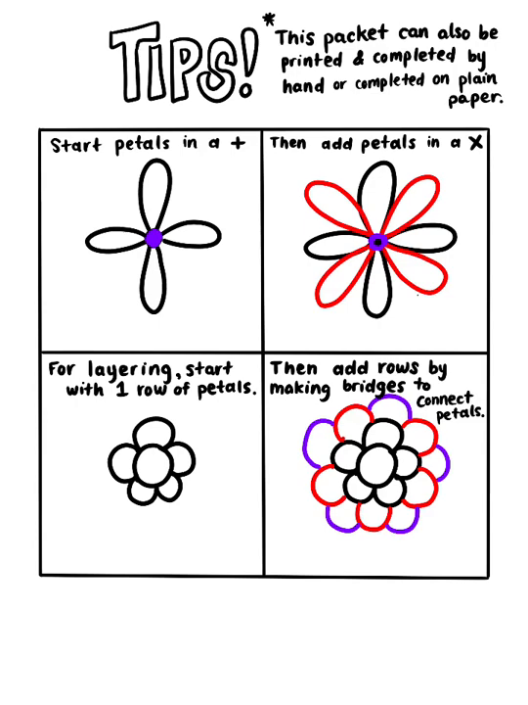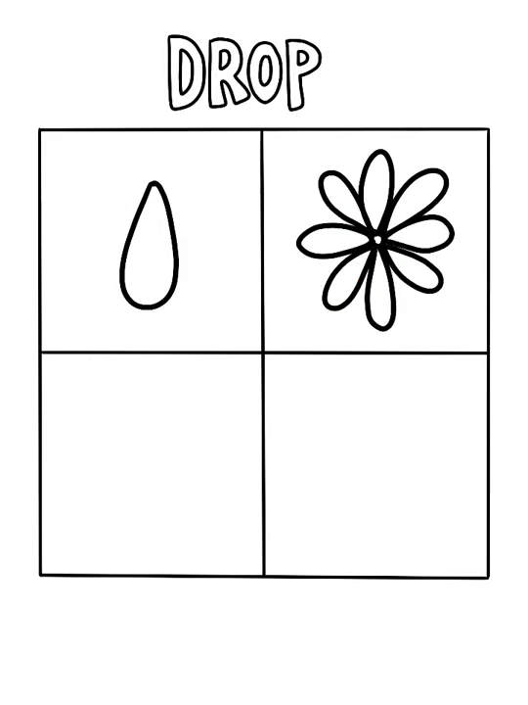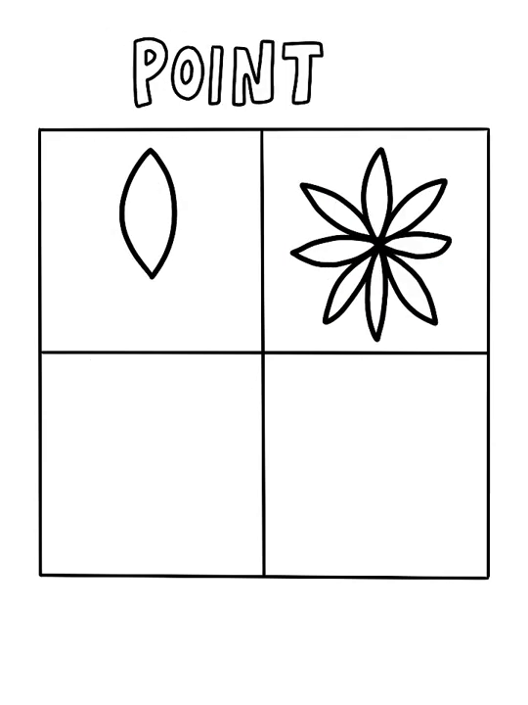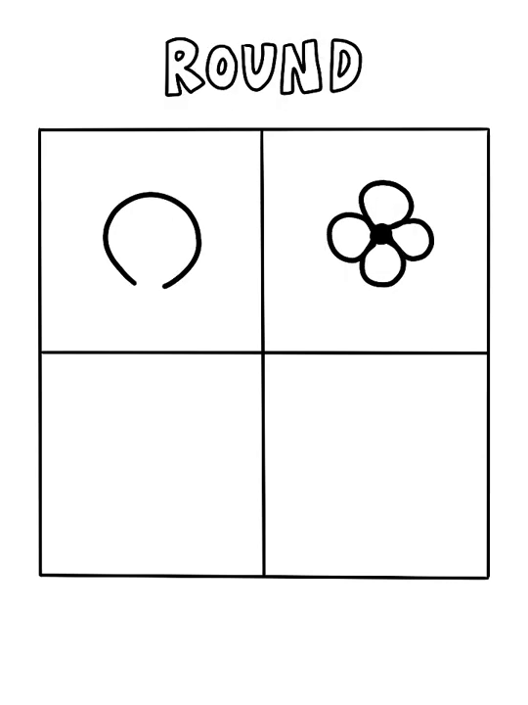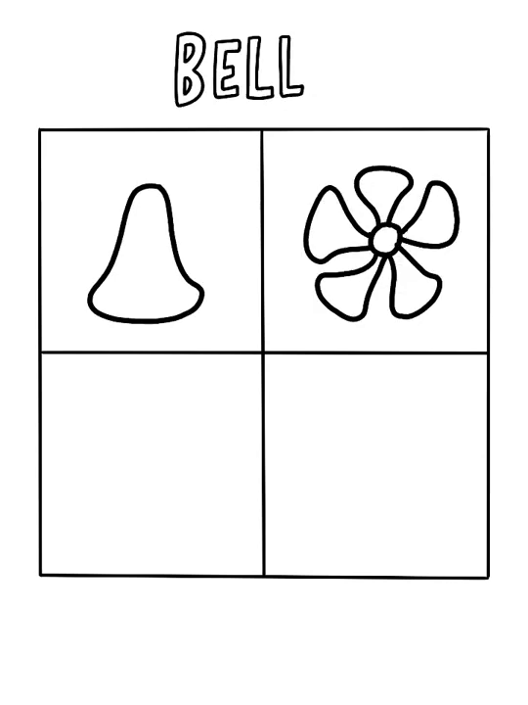Now when you're drawing most flowers, you can start by drawing 4 petals in the shape of a plus, and then drawing 4 other petals in the shape of an X, and it kind of fills the space. To layer petals, I usually start with 4 or 5 petals around the center circle, and then I make kind of like bridges that connect the first row to the second. So in the open squares, you will copy what I did on the top row down to the bottom. So you'll draw the petal first and then the flower using that petal shape.